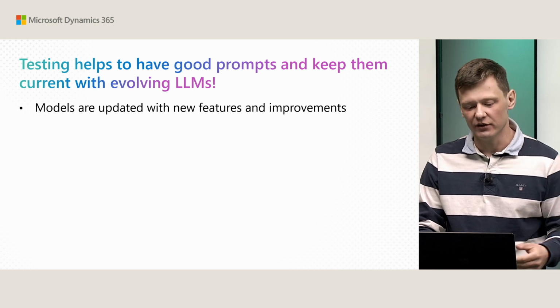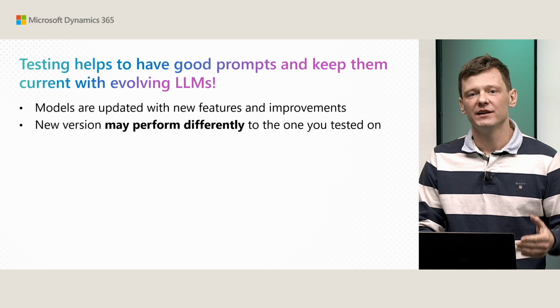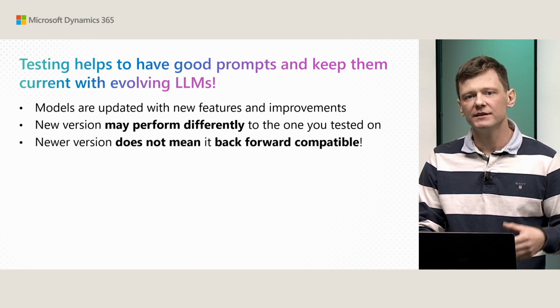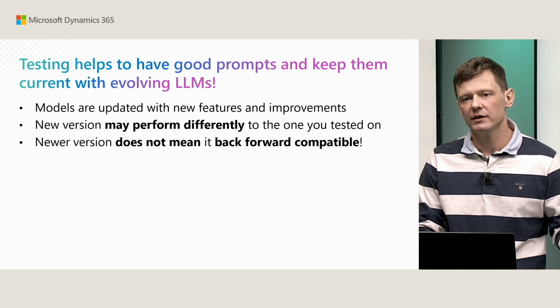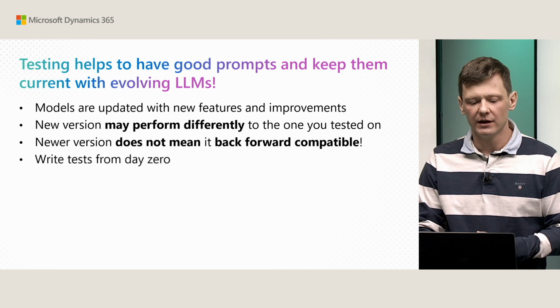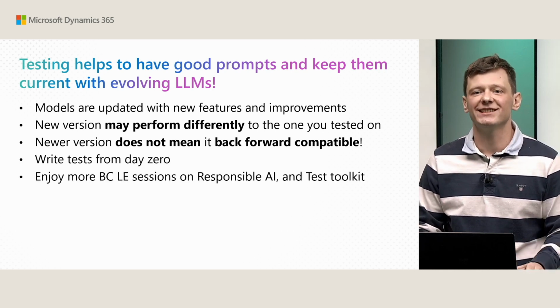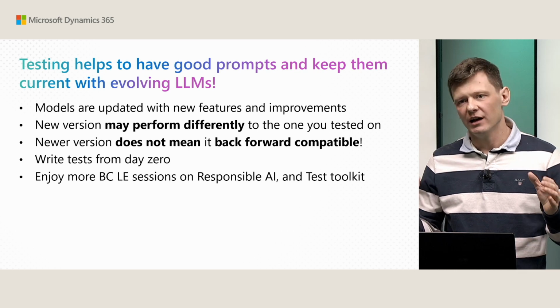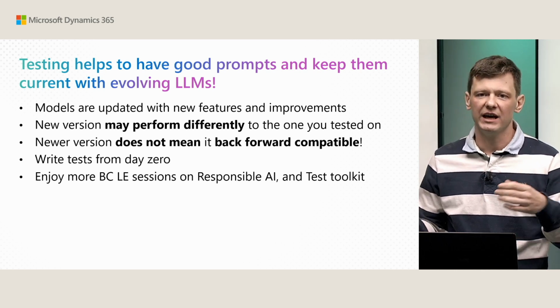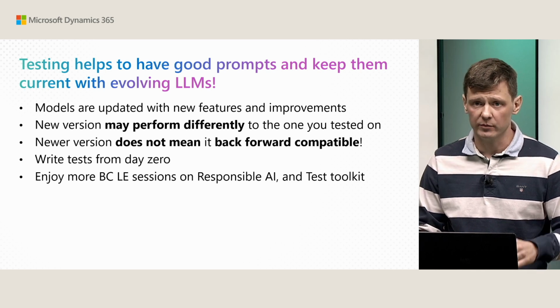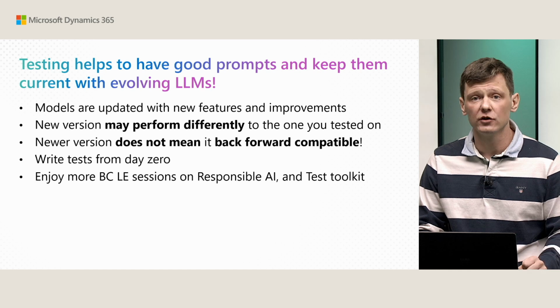Models will upgrade with new features and new improvements. The new version may work differently. The new version doesn't mean it's better, it means it's different. And it doesn't necessarily mean it's backward compatible. Write your tests from day zero. And we have a number of BC Early sessions for this event talking about our test toolkit and our responsible AI principles. So go ahead and learn how you can write tests to protect against prompt regression, to have good prompts. Super important.